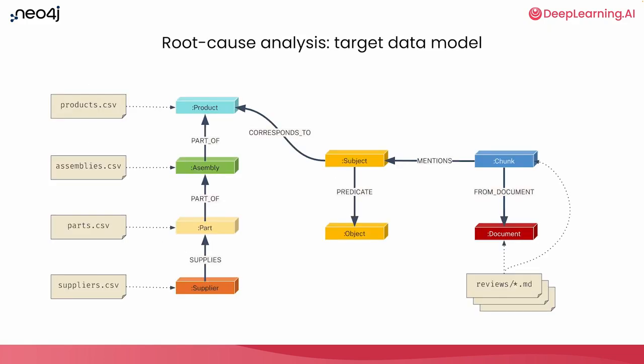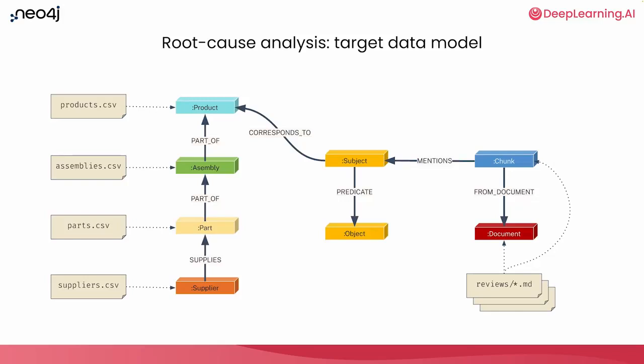So here's what the target data model is going to look like. On the left, in the sort of beige boxes over there, you see the CSV files that are available. Each one of those is going to turn into nodes in the graph or relationships in the graph. That's going to be what we're going to call the domain graph. On the right-hand side, on the bottom there, you also see some beige boxes that represent markdown files.